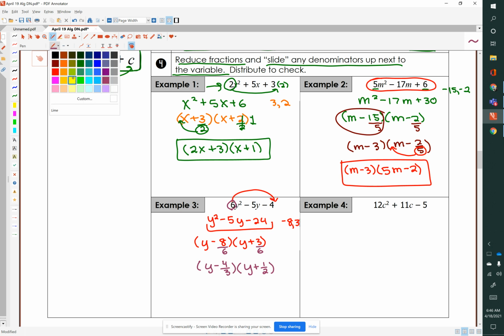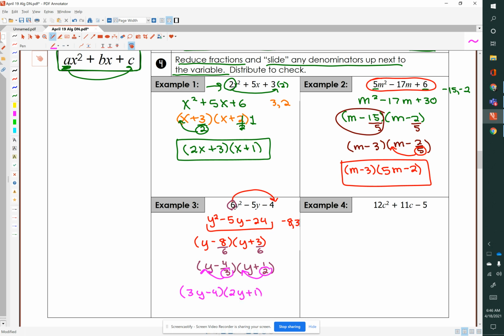Okay, next we need to take the denominators, and we have 2 of them this time, and slide them in front of the variables y. So let's rewrite that a final time. 3y minus 4, 2y plus 1. And that is our final answer. How did you do?